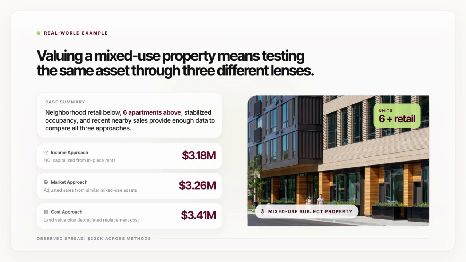Finally, the cost approach combines a land value with the depreciated cost of replacing the building, producing the highest estimate at roughly $3.41 million. Notably, there's an observed spread of $230,000 among these methods, highlighting the importance of considering multiple perspectives when valuing mixed-use assets. This helps ensure a well-rounded and informed decision-making process.